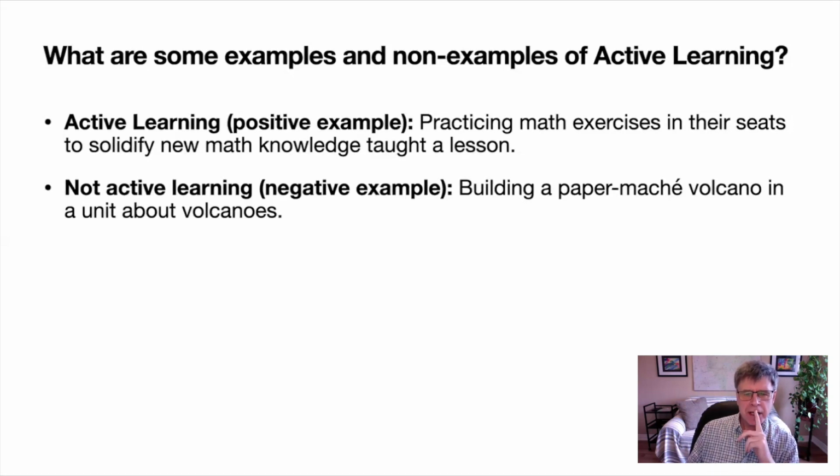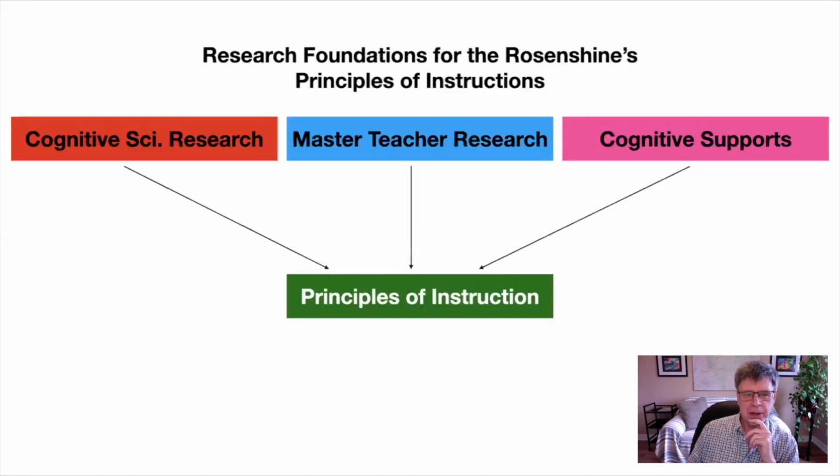Let's go on and talk a little bit about the history of direct instruction. So direct instruction was developed, or at least its principles of instruction were developed, by Barak Rosenshine. He developed these scientifically by drawing on three different literatures: research on cognitive science, on research on master teachers. This was kind of interesting.